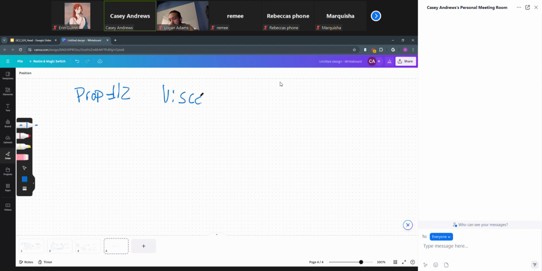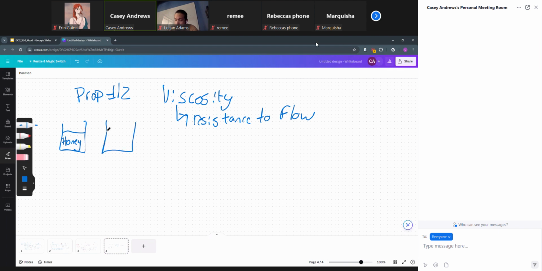Viscosity. And viscosity is basically resistance to flow. And since we already talked about honey, let's talk about honey as our example. So imagine I have 2 liquids. One liquid is honey. The other one is water.